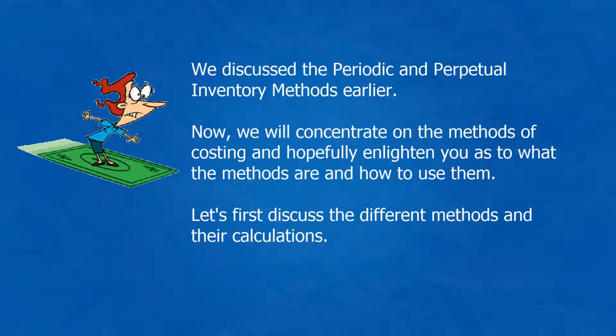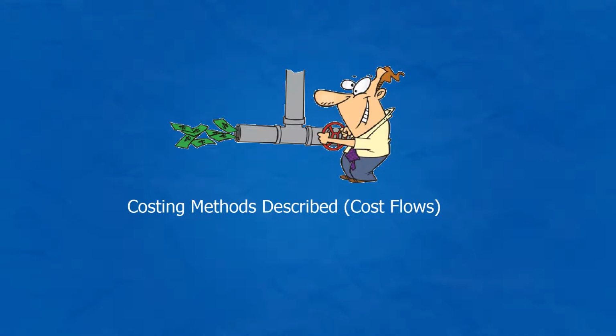We discussed the periodic and perpetual inventory methods earlier. Now, we will concentrate on the methods of costing and hopefully enlighten you as to what the methods are and how to use them. Let's first discuss the different methods and their calculations. Costing methods described. Cost flows.